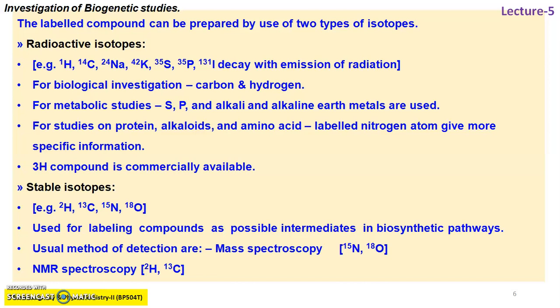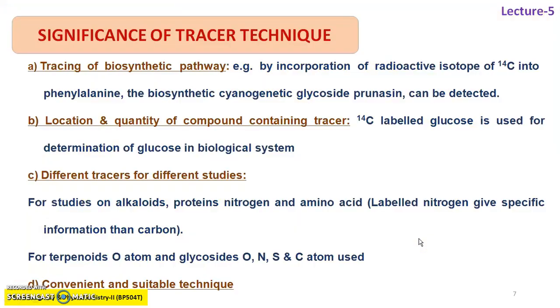There are n number of radioactive isotopes available in the market. One type is radioactive and the second is stable isotopes, which are used for carrying out various investigation studies in biological investigation, metabolic studies and studies on proteins, alkaloids and amino acids. For that, labeled nitrogen atoms are more specific, whereas stable isotopes are mainly used for labeling compounds as possible intermediates in biosynthetic studies.